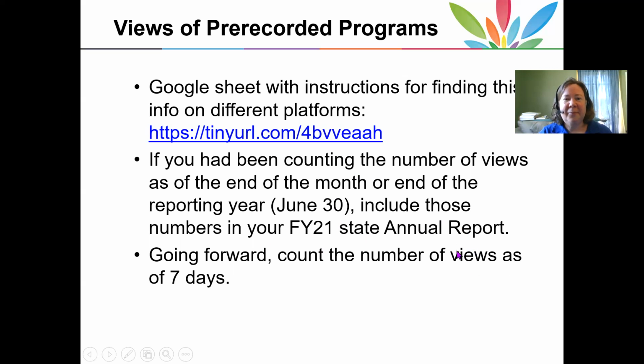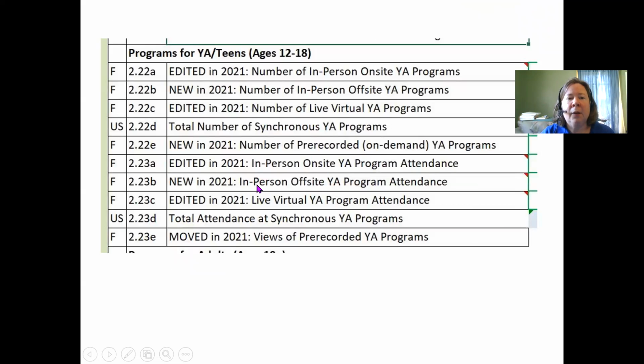All right, so this second bullet point I put right there in black and white. Please do not backtrack and recount. Just use this metric of 7 days going forward. Okay, so this Google Sheet, which I'm going to show you in a minute, that's where we're going to find instructions for both the live attendance as well as the views. So we'll get there.